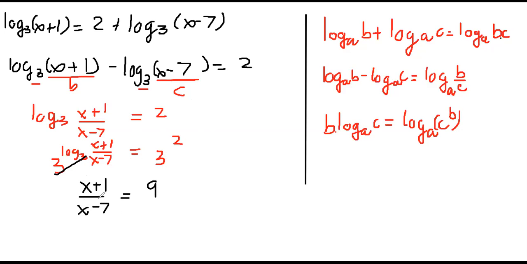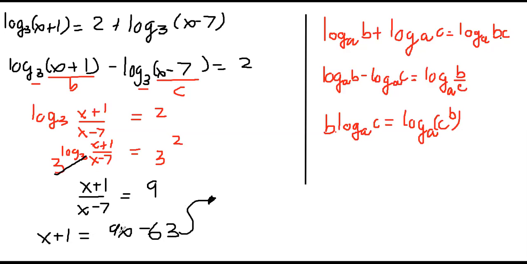Then all you need to do is cross multiply it. X will remain. What is 9 multiplied by x? We have 9x, and 9 times negative 7 is negative 63, right? So from this, I will continue over here. Let's give us a little bit of space.